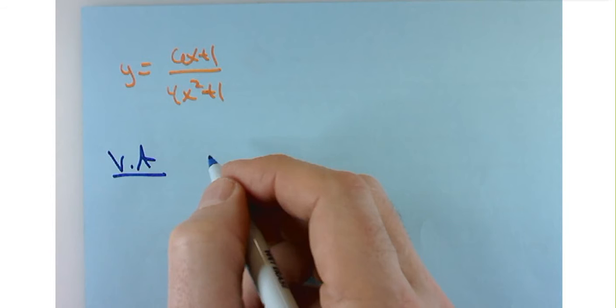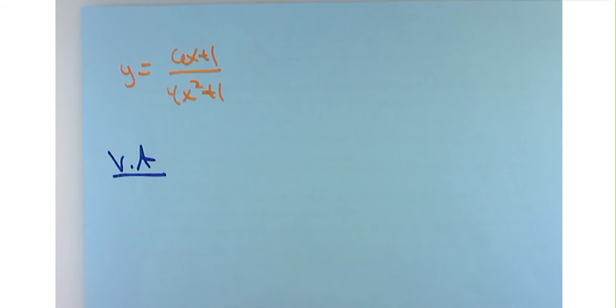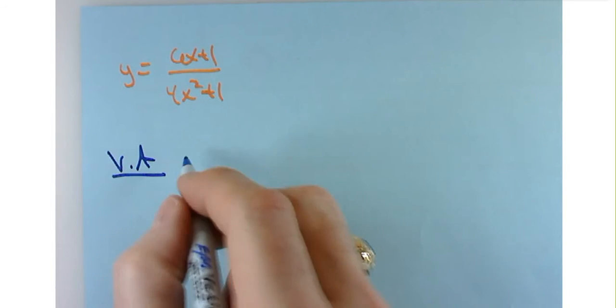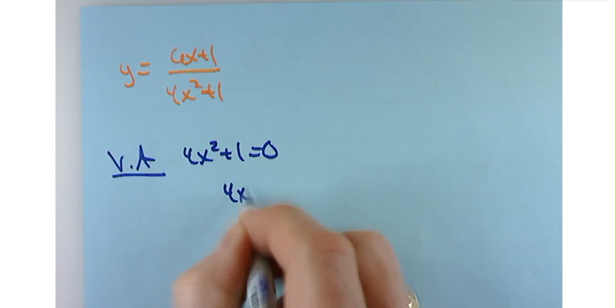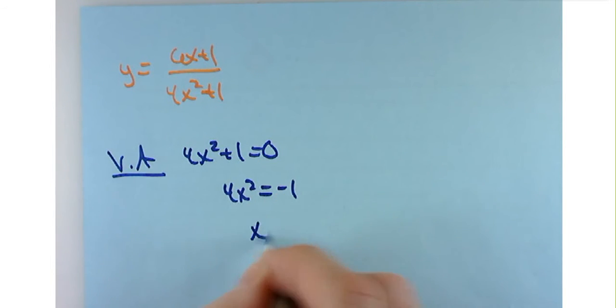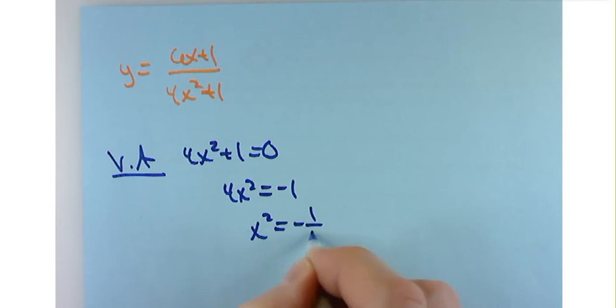How do we find the vertical asymptote? What am I going to do to find that one? What do you think? How do we find the vertical asymptote? Set the denominator to 0. Thank you. Set the denominator equals 0. 4x squared plus 1 equals 0. 4x squared equals negative 1. X squared equals negative 1/4.